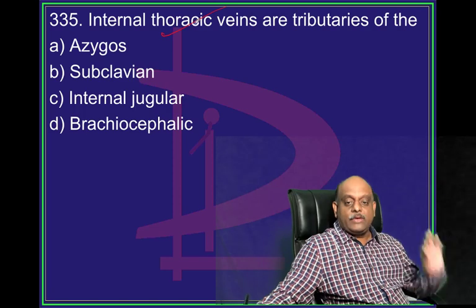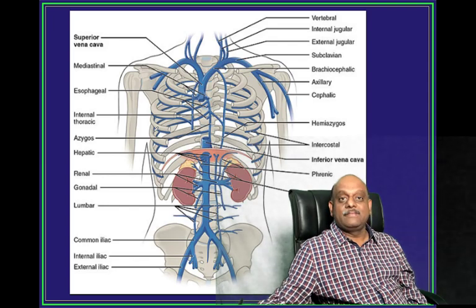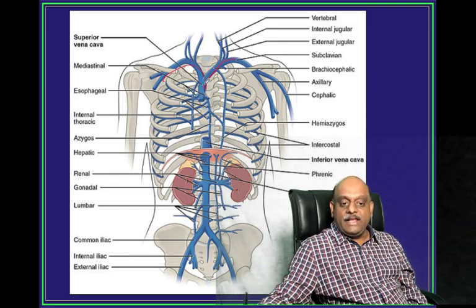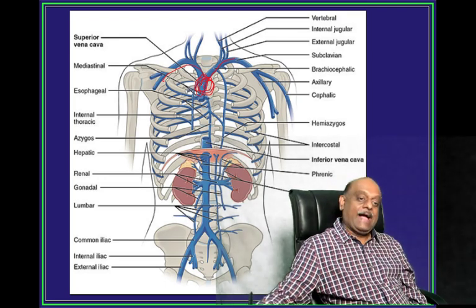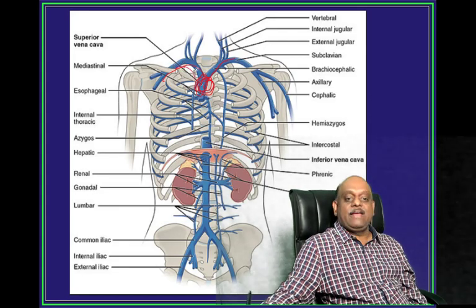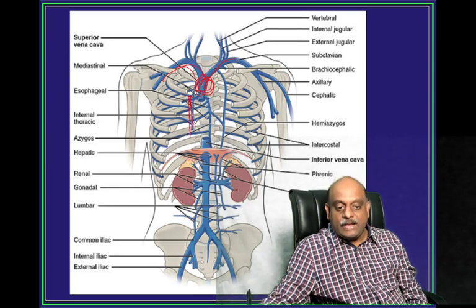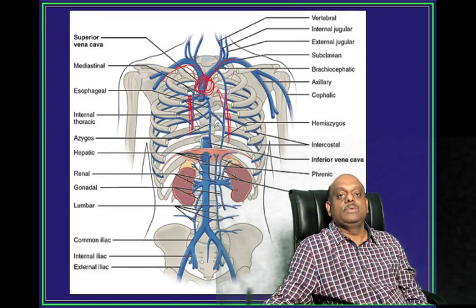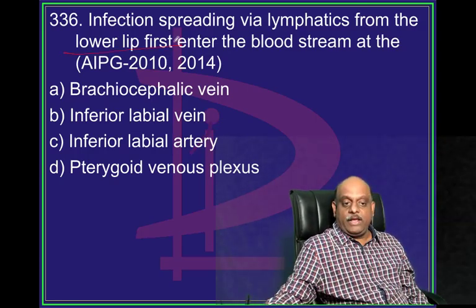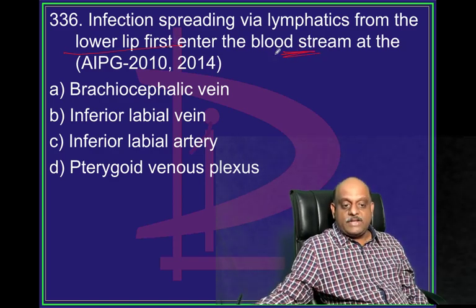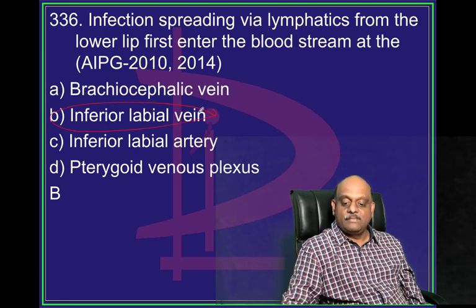Now, internal thoracic veins, they are the tributaries of which vein? Brachiocephalic vein. So आपका दो brachiocephalic veins आके क्या बन रहे? Superior vena cava बन रहे. और a brachiocephalic vein is the one which is the source for the internal thoracic veins, is what you have to fundamentally remember. The infection which is spreading from the lower lip first enters the bloodstream through what? Through the inferior labial vein.